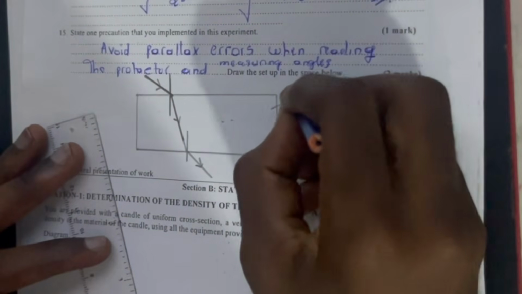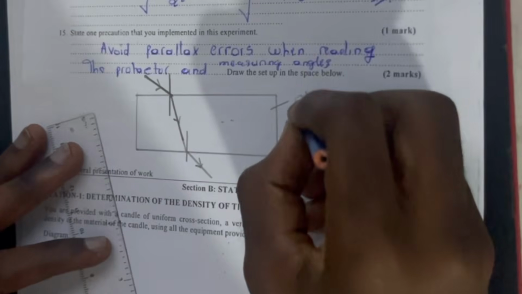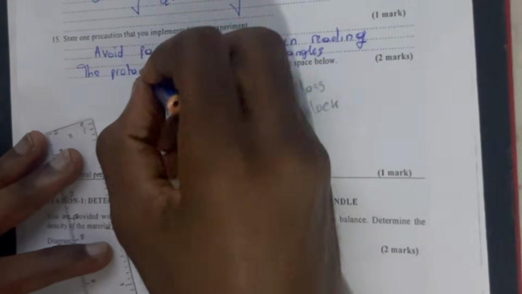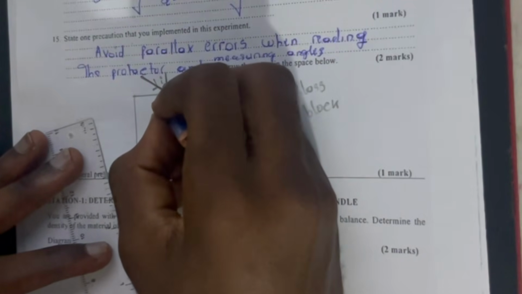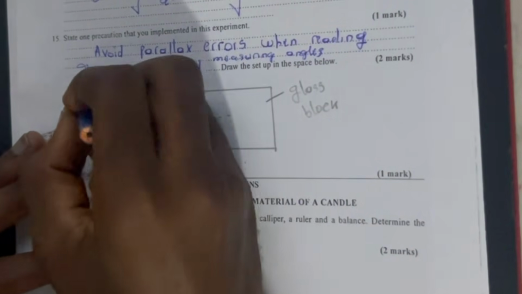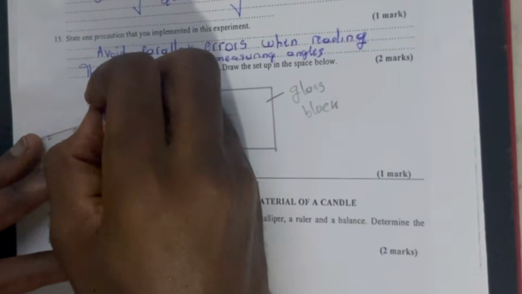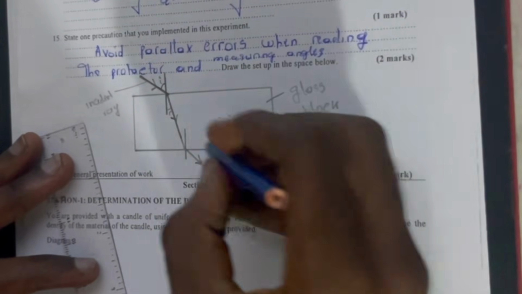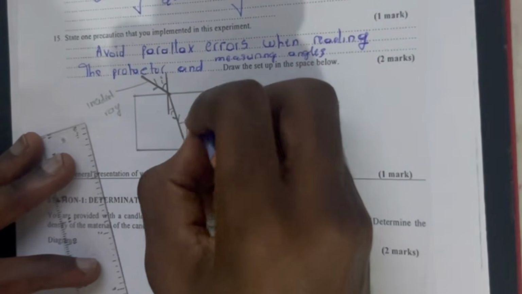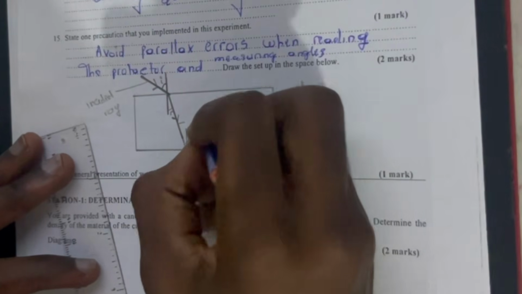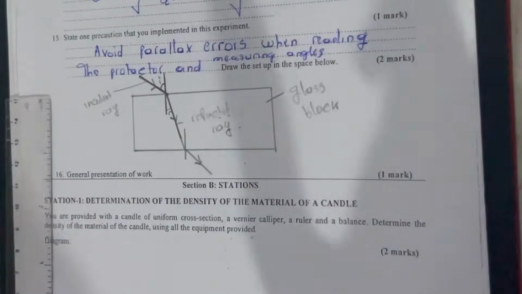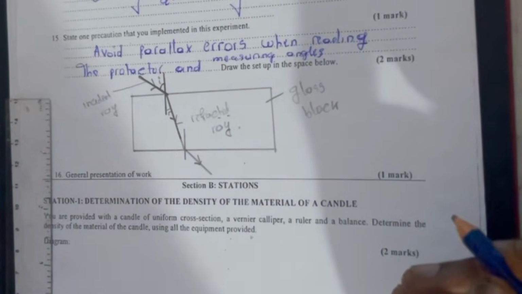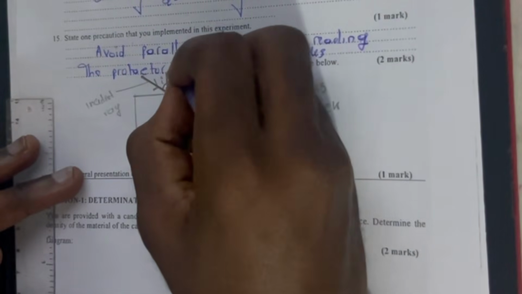So here you name this the glass block. Here you name this one as your incident ray. Yeah, refracted ray. Please, here is the incident angle, refracted angle. Here, refracted ray. So as easy as that, you have your 2 marks for the setup. So there is the setup. Here you name this one the normal.